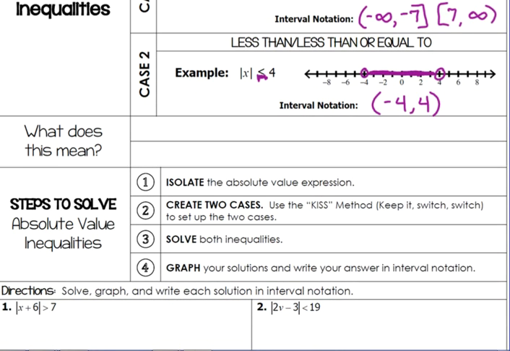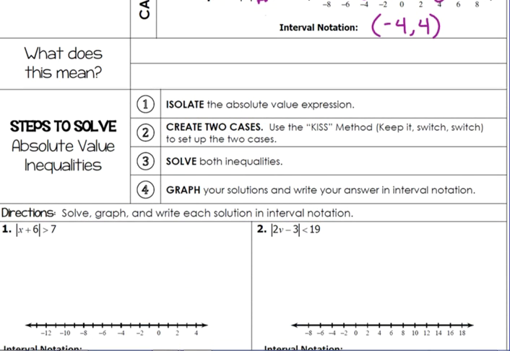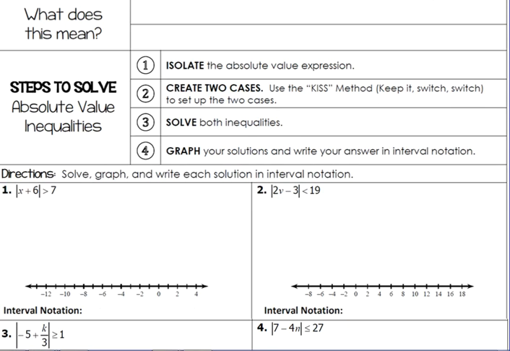Okay, so really our steps are the same. I don't think you need to write down these steps. You're isolating the absolute value expression. Now, when you create the two cases, you got to remember something on the one where you change the sign. This teacher, I got these notes from somebody else, this teacher is really clever. Use the KISS method. You keep it, and you switch, and you switch. And I'll show you what that means here in a second, but just keep that in mind, the KISS method. Keep it, switch, switch. Then you solve both of them, and then you're going to graph your solution.